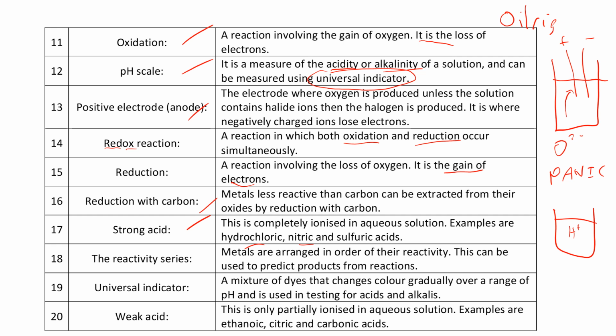Metals are arranged in order of their reactivity, so often it starts with potassium and ends with gold at the bottom, and then you've got all the other elements in there. And it can be used to predict products from a reaction, the reactivity series. A mixture of dyes that change colour gradually over a range of pH and is used for testing acids and alkalis, universal indicator. This is only partially ionized, so where I've got this diagram here, right, what you do is you only get some of the H pluses. That's ethanoic, citric, carbonic acids, a weak acid.